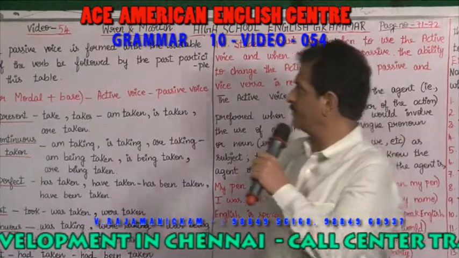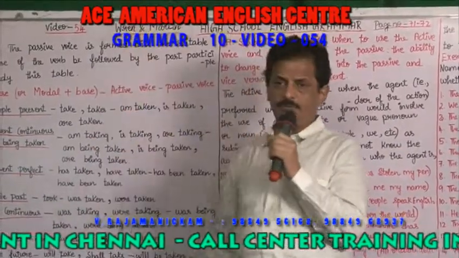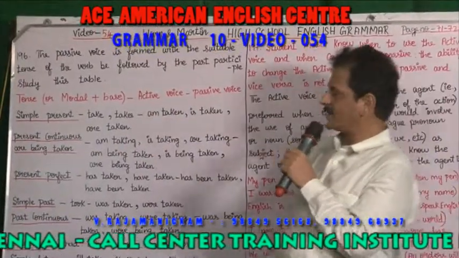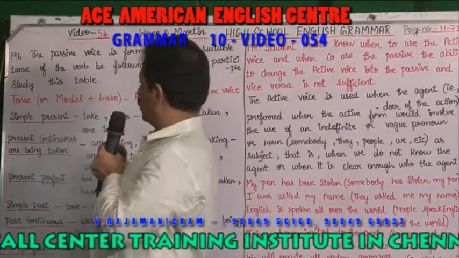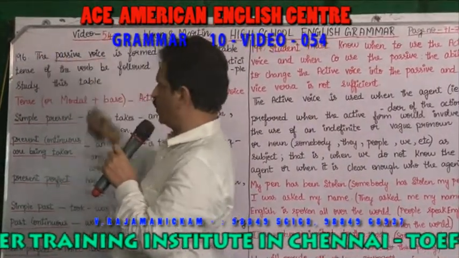Take your Wren and Martin book. We have come to video number 54. It's the active and passive voice. What is an active voice and what is the passive voice?